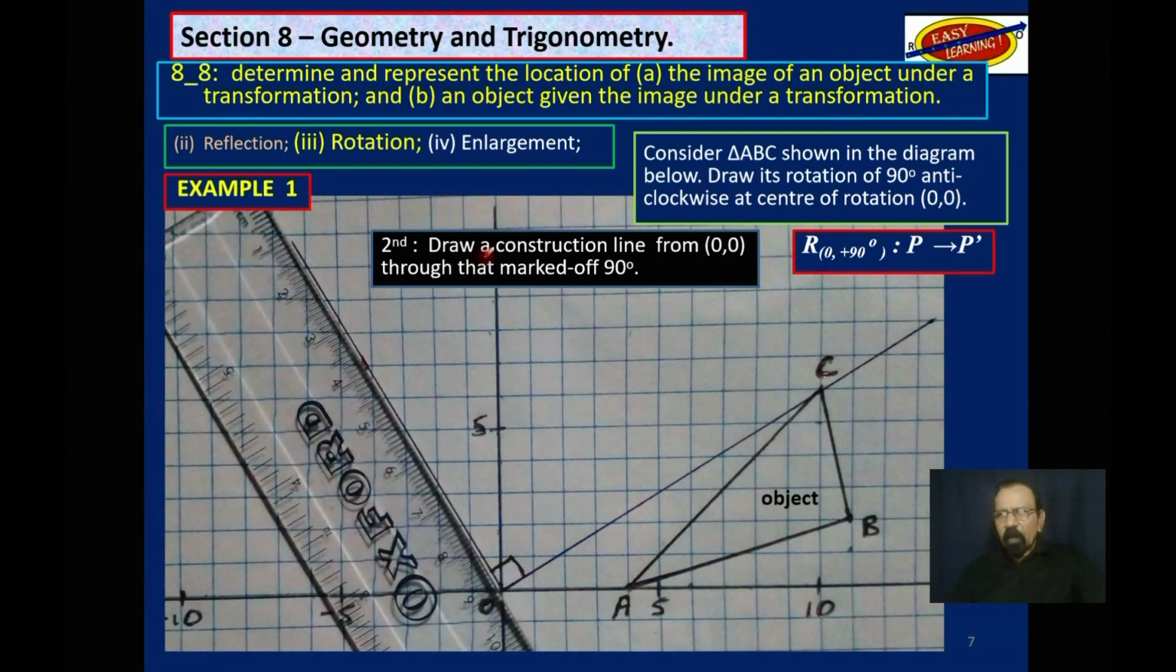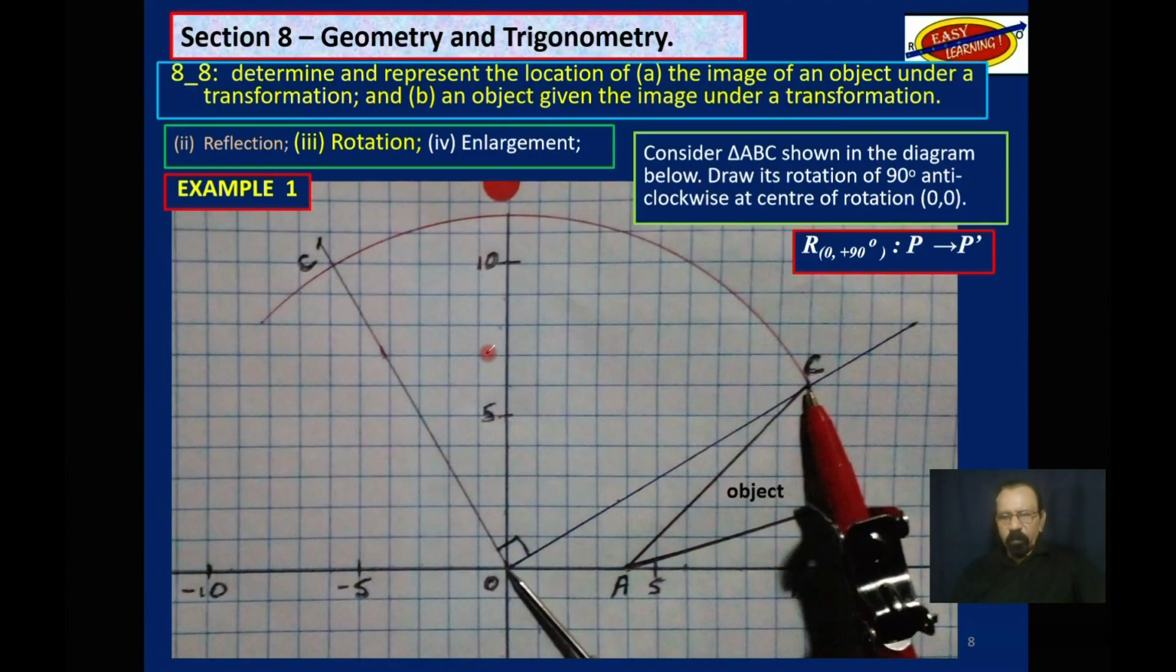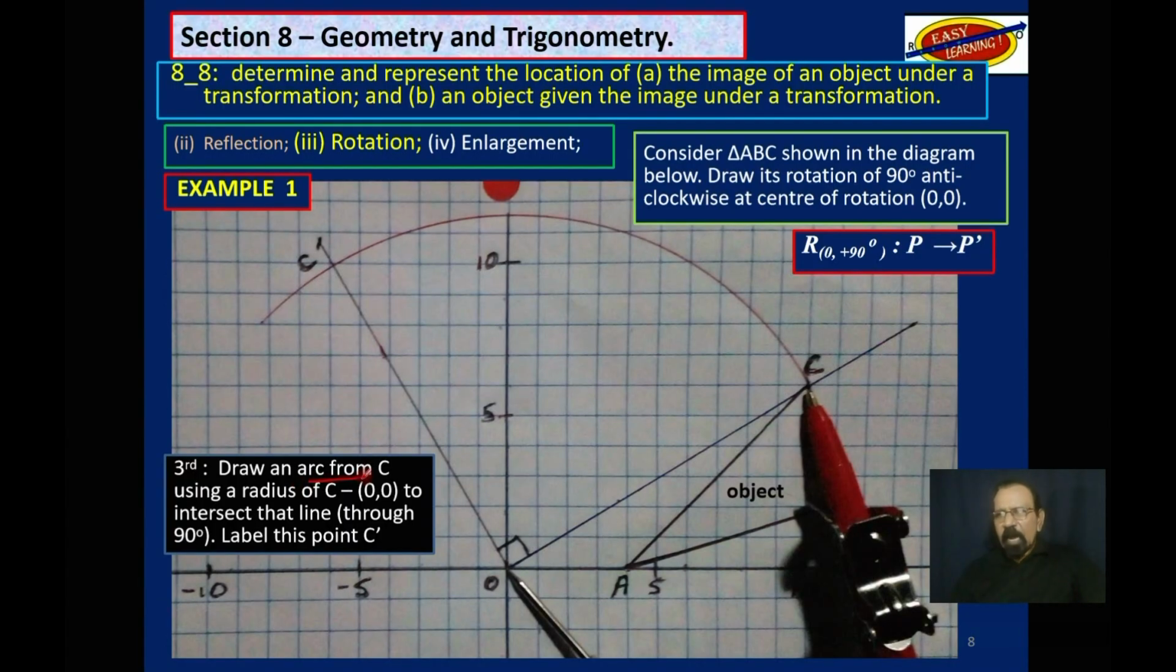Once you get that, you draw a construction line from 0, 0 through that mark of 90 degrees. From here through this point. Draw that construction line. Once you are finished with that, you draw an arc from C, which is here, using the radius C, 0, 0, that is there to there. The metal point of your compass is here. The pencil point is here. You draw an arc to intersect this line. Label that point C prime. So you draw an arc here, C prime.